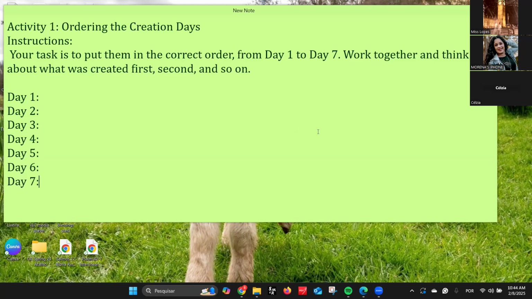Okay, Genesis chapter 1. In the beginning, God created the heavens and the earth. Now the earth was formless and empty. Darkness was over the surface of the deep, and the Spirit of God was hovering over the waters. And God said, "Let there be light." And there was light. God saw that the light was good, and he separated the light from the darkness. God called the light day, and the darkness he called night. And there was evening, and there was morning, the first day.